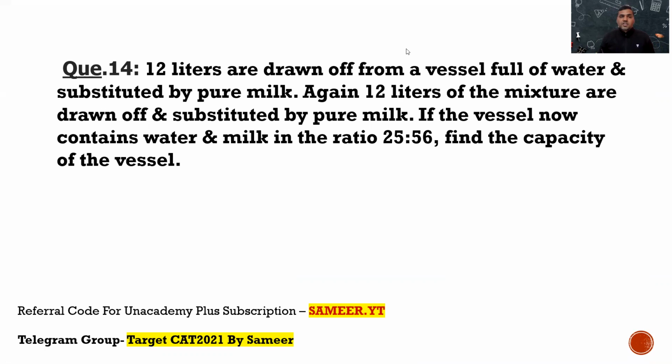Here's the next question. Question number 14 is on the screen here. Let's do this question. What does it say? 12 liters are drawn off from a vessel full of water and substituted by pure milk. Again, 12 liters of the mixture are drawn off and substituted by pure milk. If the vessel now contains water and milk in the ratio of 25:56, find the capacity of the vessel.